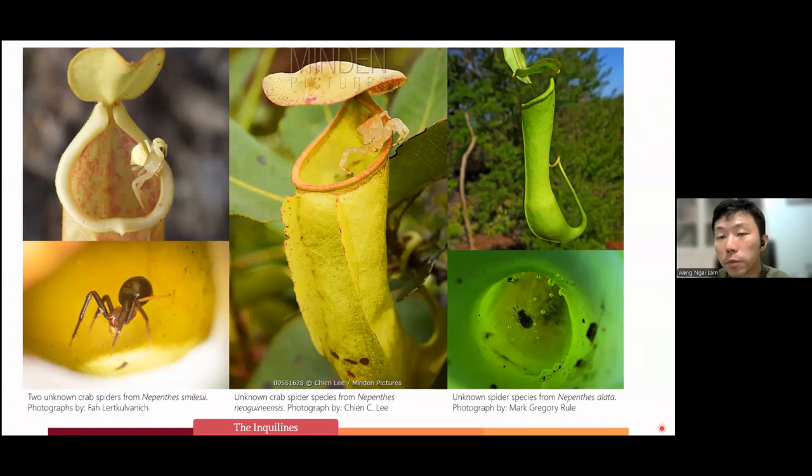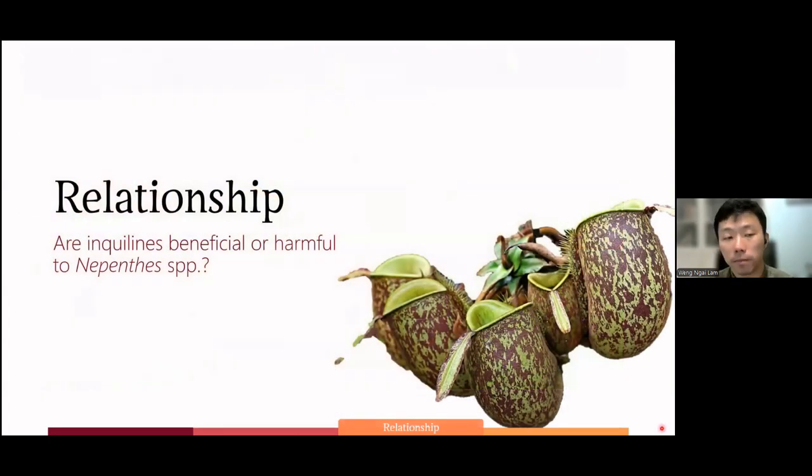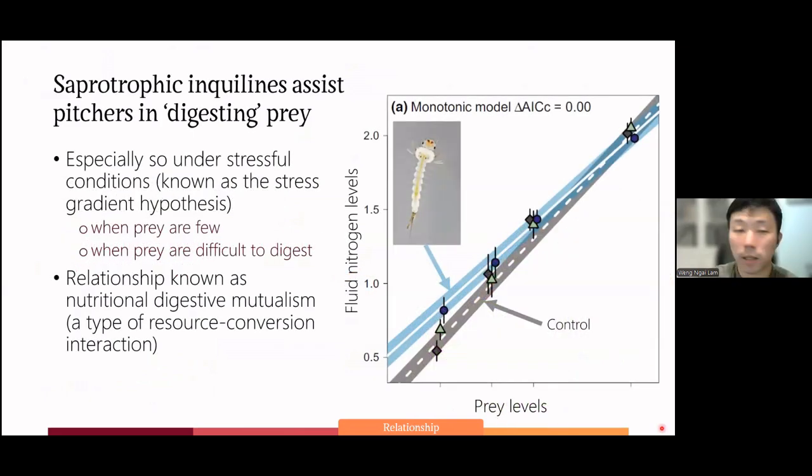But now the question remains: are these inquilines beneficial or are they harmful to Nepenthes? Or are they half-half, sometimes beneficial and sometimes harmful? I'll show you a bunch of scientific studies. I hope not to bore you with too much technical detail. But as I mentioned earlier, the key thing here is that pitcher plants in their native environments are nutrient limited. In other words, if inquilines can increase the amount of nutrients captured by pitchers, they are going to have a net beneficial effect on pitcher plants.